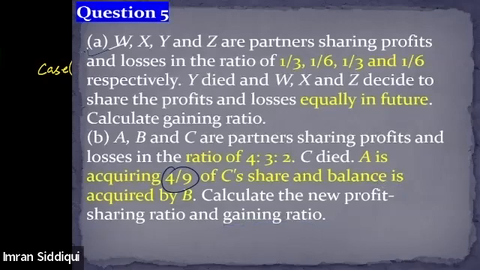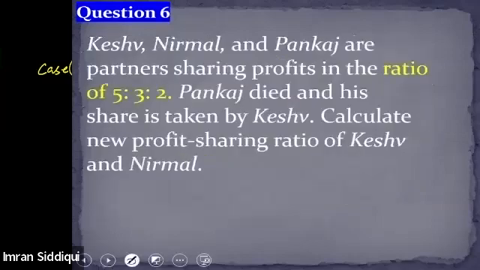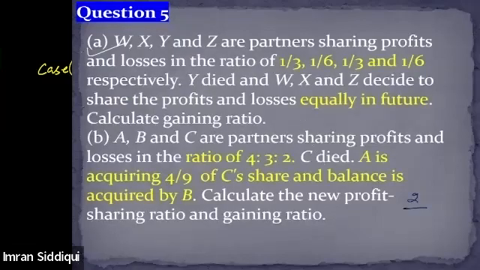All right. So see, A is acquiring 4 by 9. That means out of C's share of 2 by 9, how much is A gaining? Tell me. A is acquiring 4 by 9 out of it, right? So that means A's total gain will be 8 upon 81. Is that right, everyone? 8 by 81 will be A's gain. Yes or no? This much should be added to A's proportion of share. Is that correct?